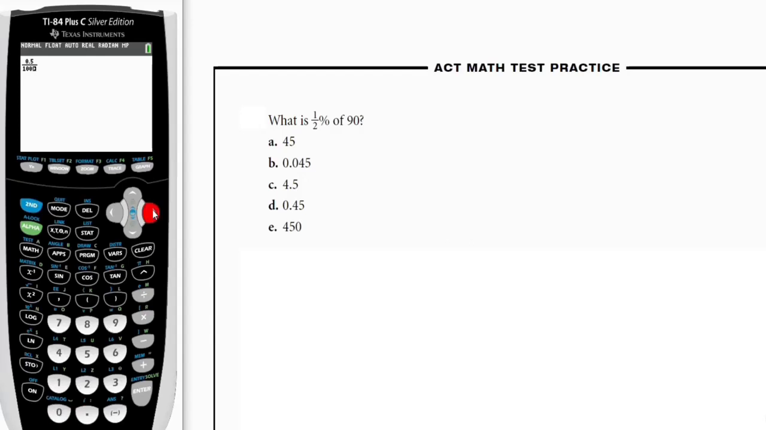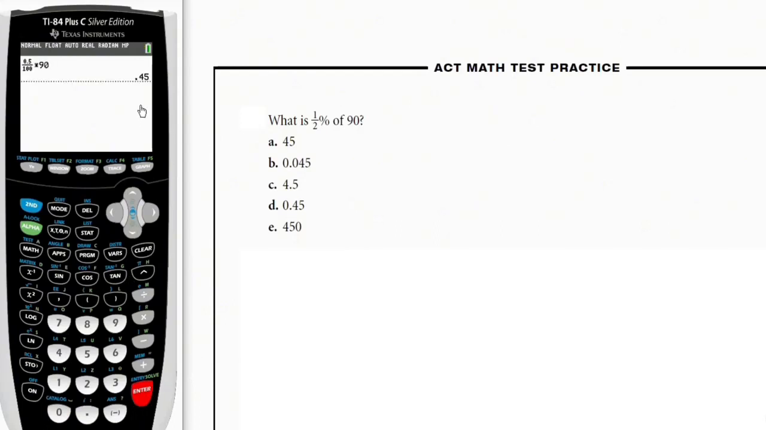times 90. So this is how you can represent this on a calculator easily and get the correct output. Alright, 1 over 2 percent is the same thing as 0.5%. Alright, so let's press enter.